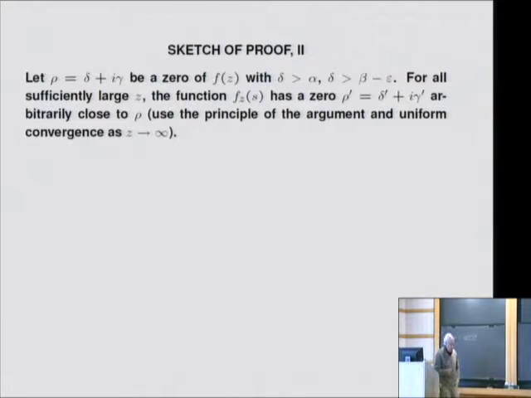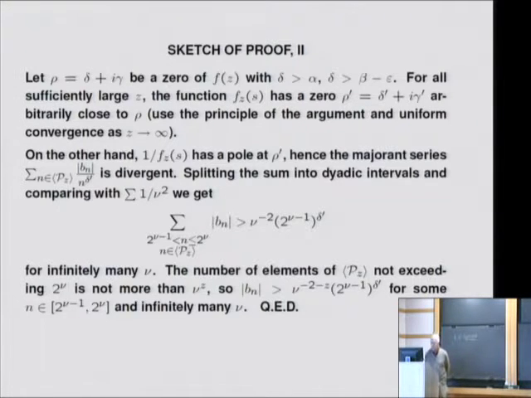Because of that uniform convergence, if I have a zero rho of f in that half plane, then you can find a large z such that f_z is close to zero at rho. By increasing the parameter z, you can find a zero very close. Because of this uniform convergence, I use the principle of the argument to show that in any sufficiently small disk around that point, when z is large, you must have a zero. However, 1 over f has a pole, so the majorant series is divergent.